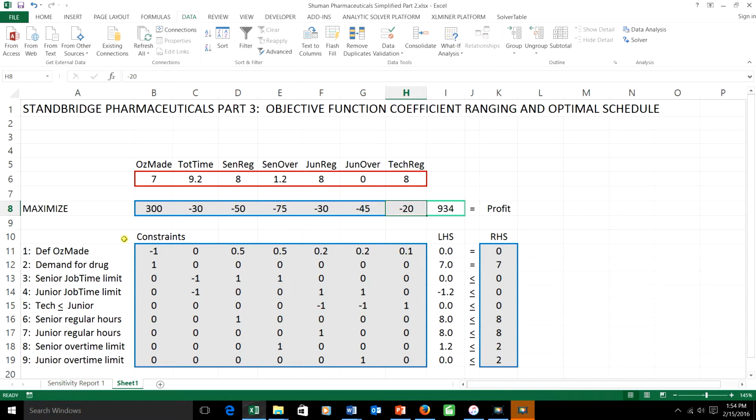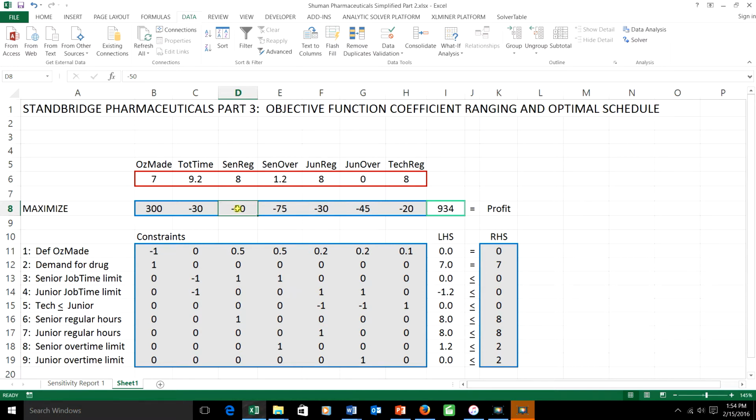So as an example of how we could do OFCR ranging, we could talk about taking, for example, the pay that a senior chemist gets for regular time work and changing it from $50 to, let's say, $60. Now you'll notice that this is a negative coefficient here because the objective is profit, and paying the senior chemist is actually giving us a negative profit because it's incurring a cost.